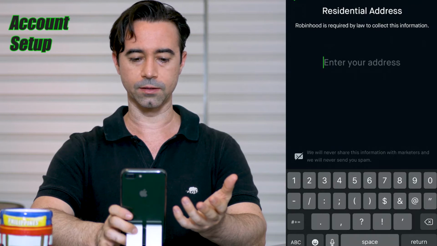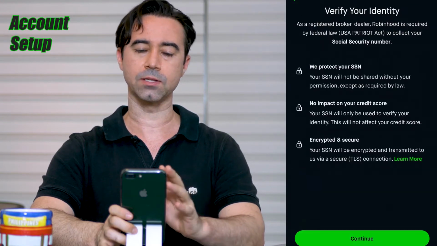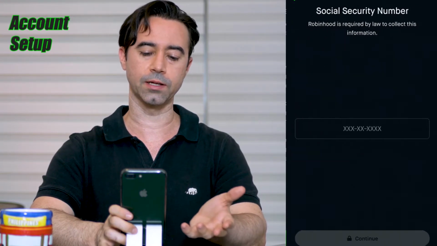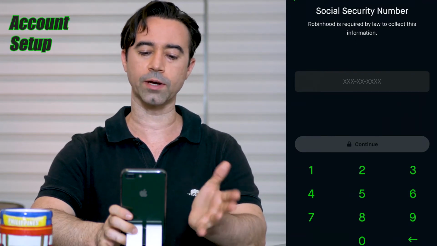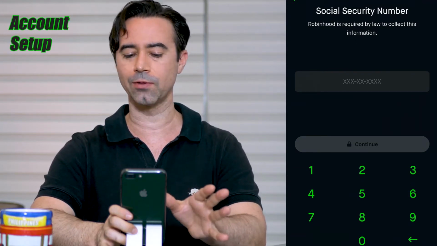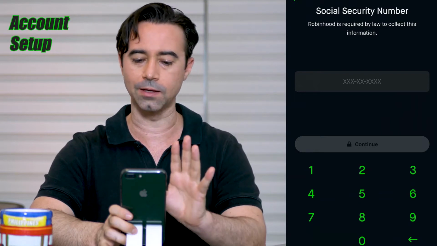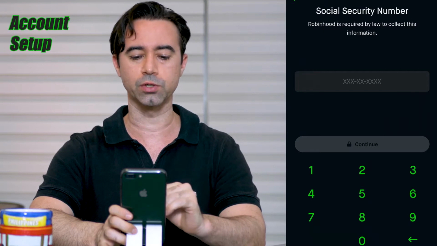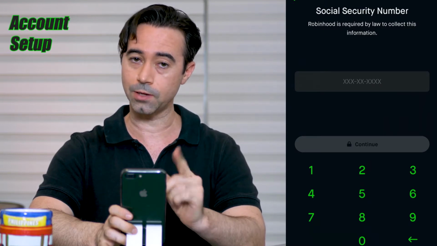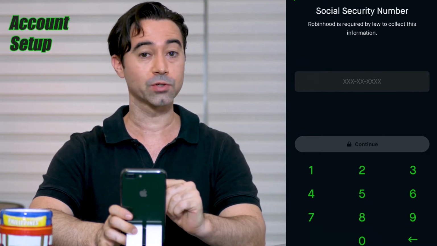And then you're gonna wanna verify your identity. So you're gonna wanna use a social security number to verify who you are. There's no impact on your credit score or anything like that. Just make sure that you know that. So don't worry if that's a concern of yours. There's no worries there. So type in your social. I'm gonna blur it out because I don't want you to see my social security number.